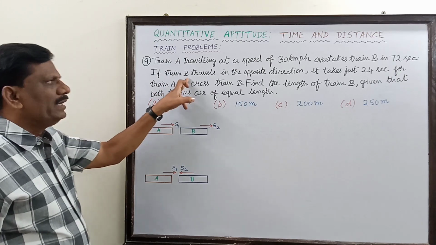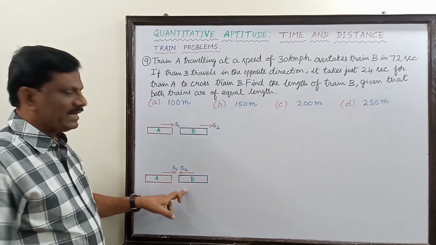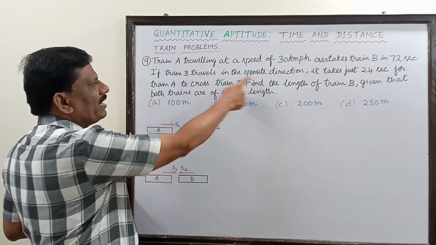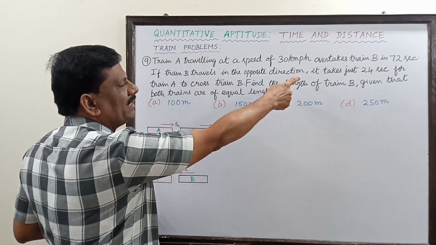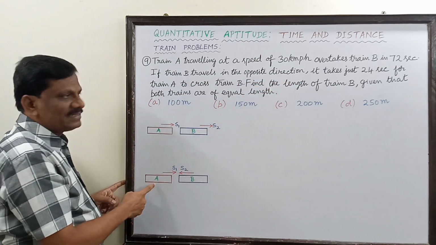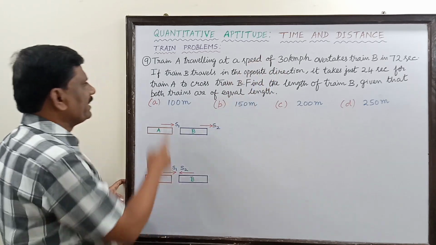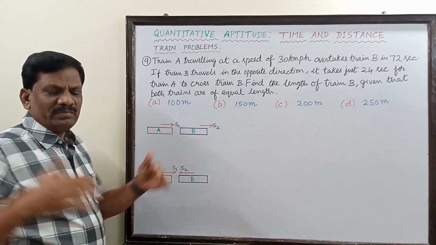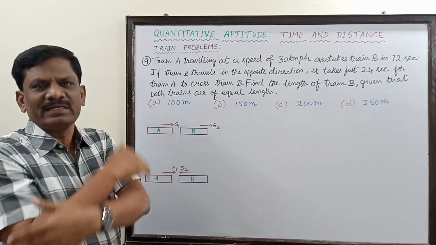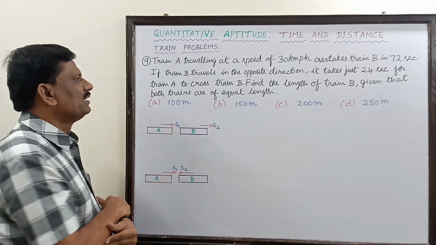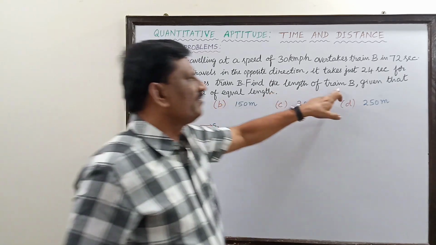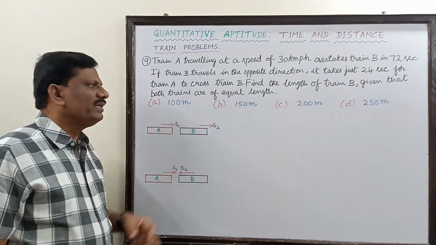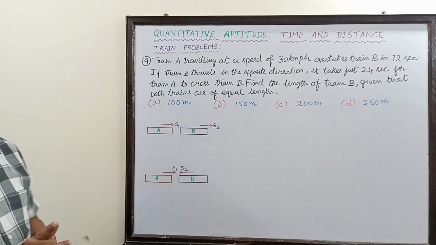If train B travels in the opposite direction like this, then train A takes just 24 seconds to cross train B, because the relative velocity will be greater in opposite directions. Find the length of train B, given that both trains are of equal length.